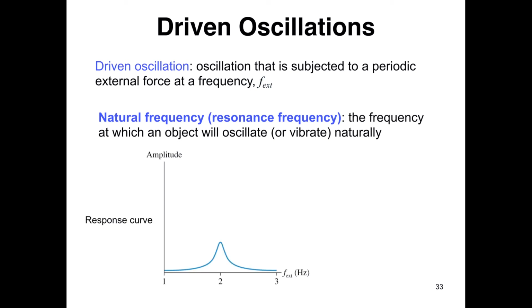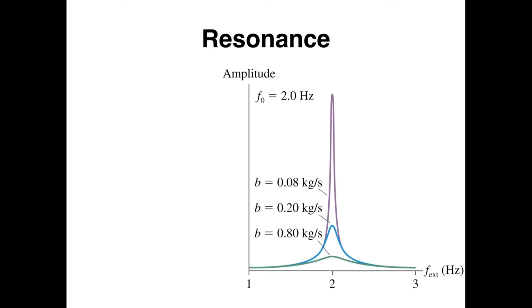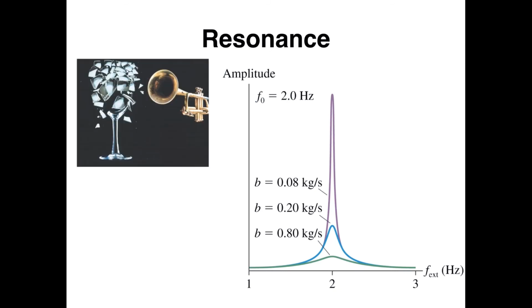And so here's your response curve. As you change the frequency, from a low to a high frequency, at some point you'll get this little peak in amplitude. And the resonance frequency occurs when your external force equals your natural frequency. So the frequency of your driven oscillation equals your natural frequency. And the amplitude is going to depend primarily on what the amplitude of the driving force is.